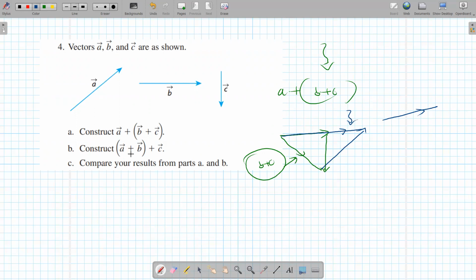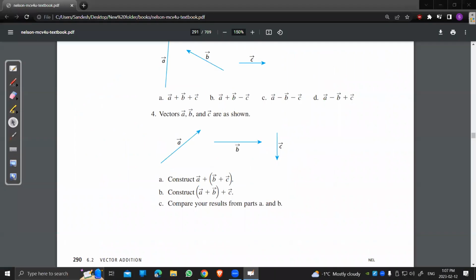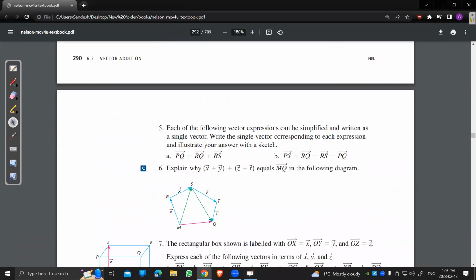Now, if we do part B, A plus B, so we had this, then we had this, something like that. This one right here so far is A plus B, and then we're going to add the C vector to this. So the C vector is going straight down, and you end up with something like that, which is the same thing as this one here. Okay, so the order doesn't matter when you're adding them, or even when you're subtracting them. You can pick any two to begin with.